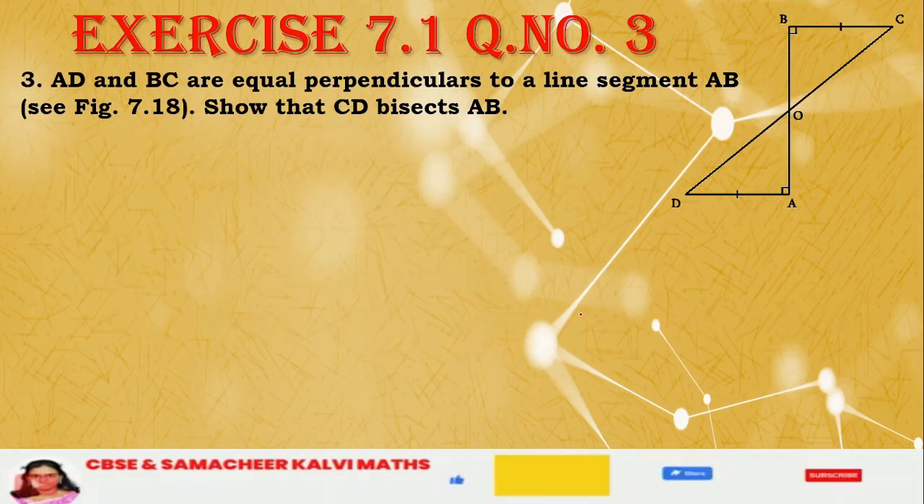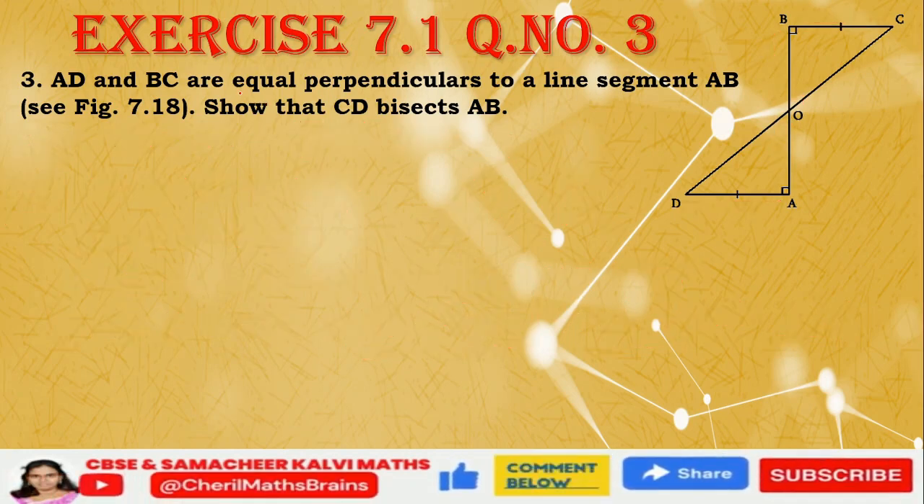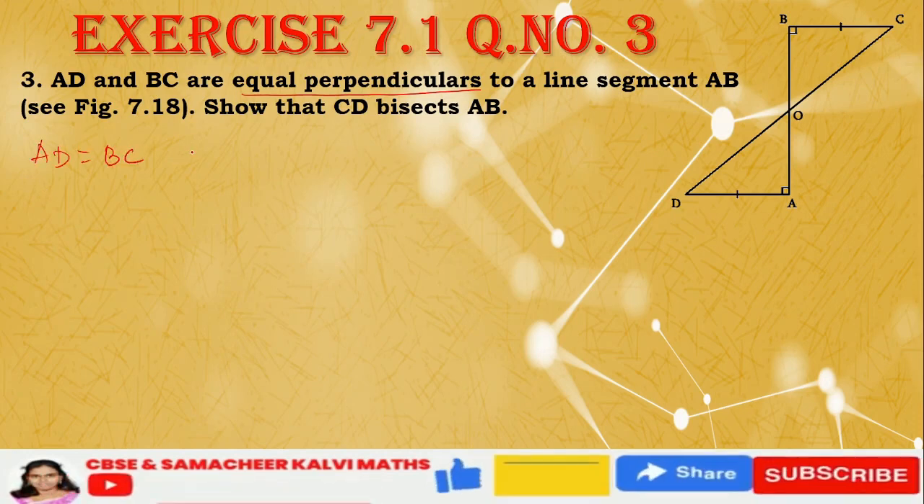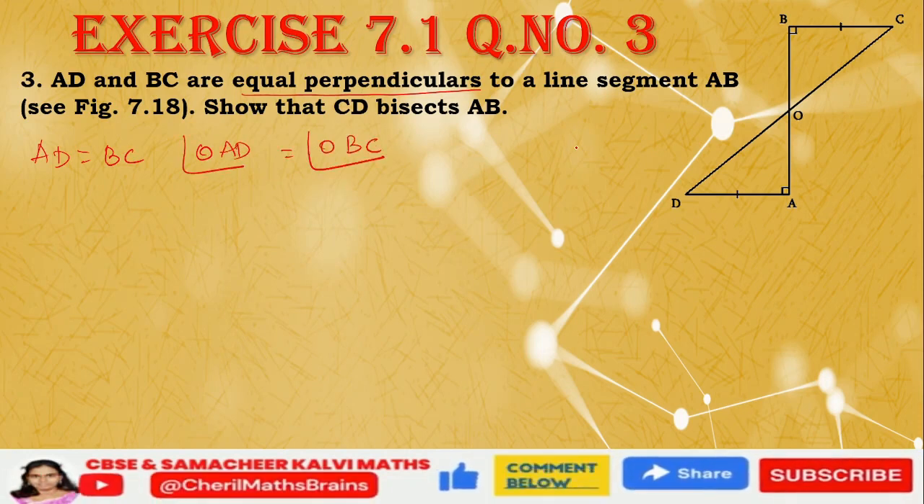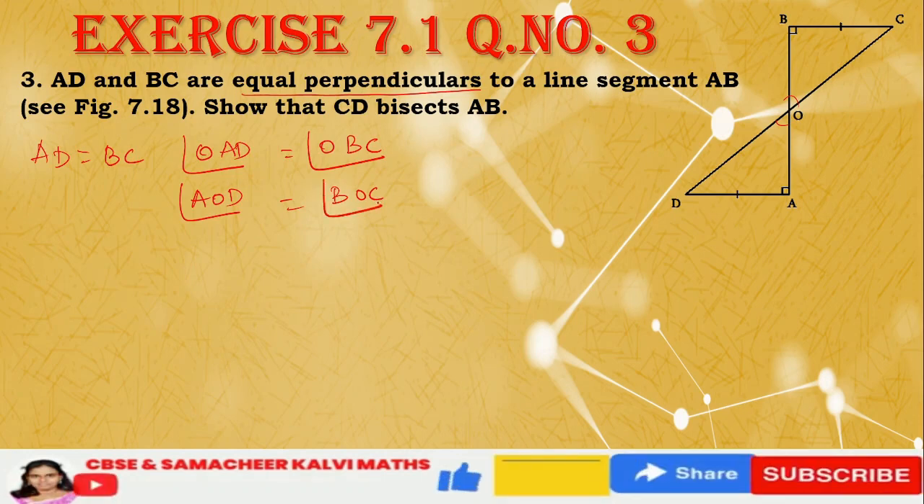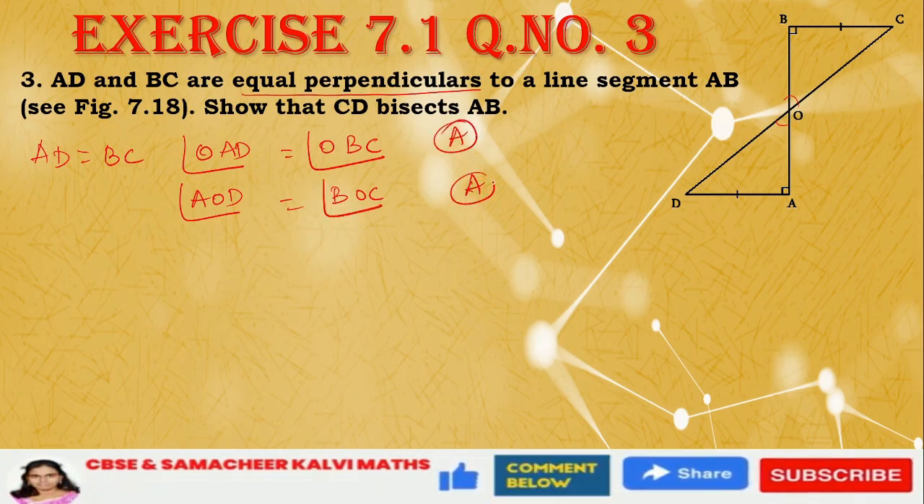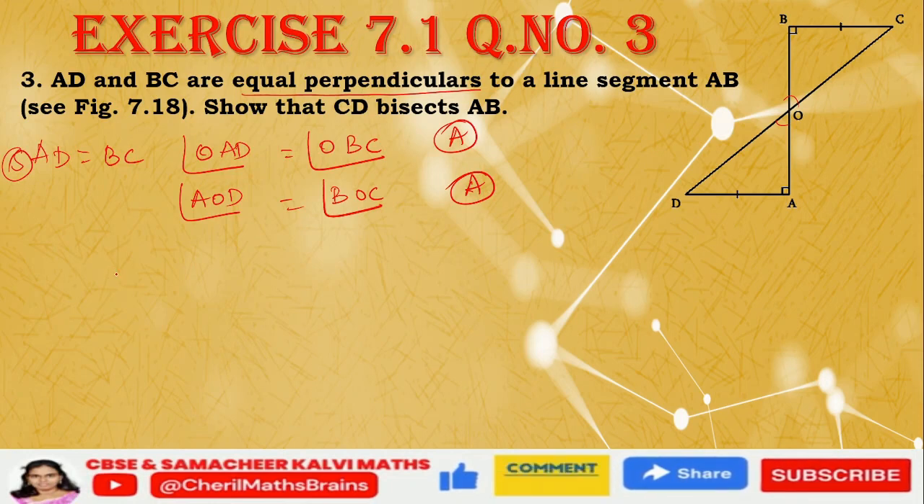Now let's look into the question once again. You are given they are equal perpendiculars. Equal perpendicular means these two have a right angle, and equal means these two are going to be equal. That means AD is equal to BC, and since they are perpendicular, angle OAD is equal to angle OBC. Then we saw that these two are vertically opposite, so angle AOD is equal to angle BOC. So with this, what do we have? Angle, angle and side. Thus we were able to prove it using the AAS criterion.